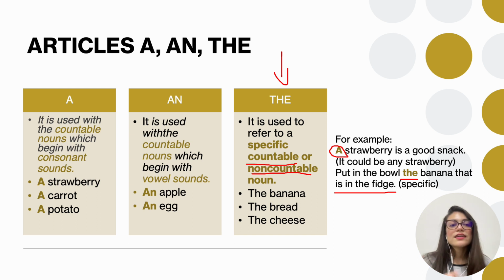So, as you can see, this is very easy to make singular nouns. We just need to be very careful with a and with an, because depending on the sound, if it sounds like a consonant or if it sounds like a vowel, we are going to choose between a or an. But it's very simple, okay? And then remember, we're going to use the for specific countable or non-countable nouns.